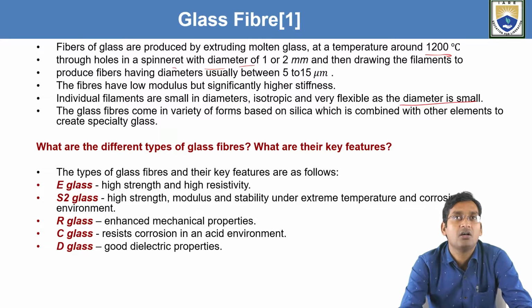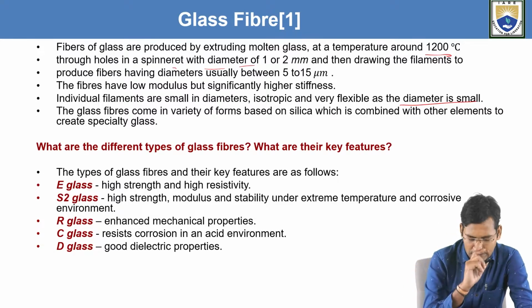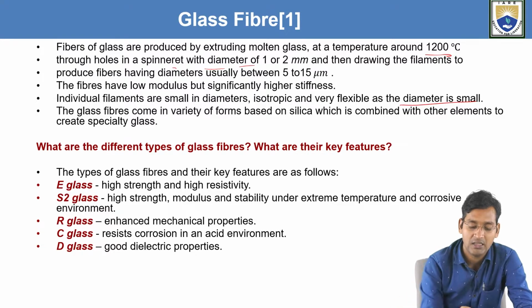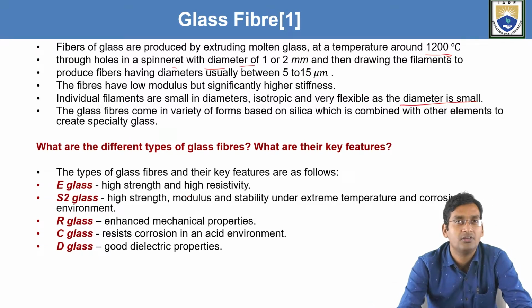Glass fibers come in a variety of forms based on silica, which is combined with other elements to create specialty glass. So just add silica to get whatever type of glass is required. So what are the different types of glass fiber? Now the types of glass fiber and their key features. Just see, these red-colored ones are the types of glass fiber, along with the key feature of that fiber. The types of glass fiber and their key features are as follows.